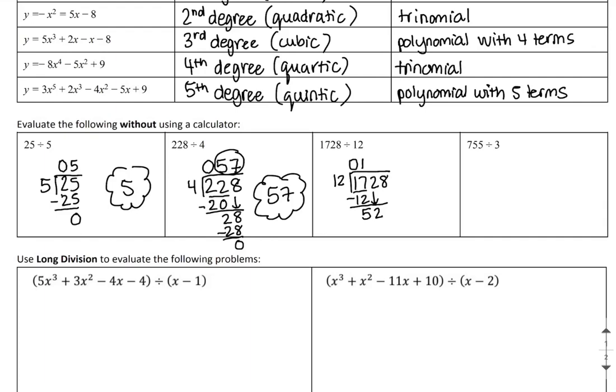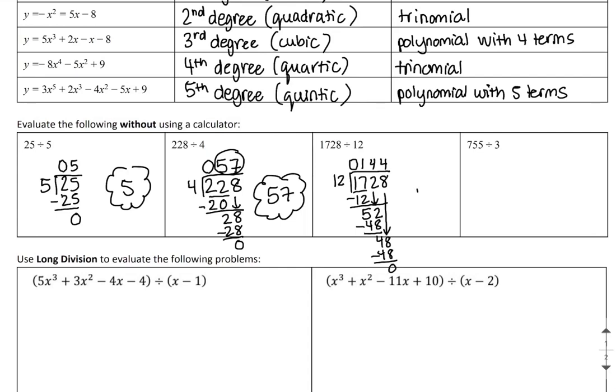I ask myself, how many times does 12 fit into 52? And 12 fits into 52 4 times. 12 times 4 gives me 48. I'm going to subtract 48, and that gives me a remainder of 4. Then I have to bring down that 8. I ask myself, how many times does 12 fit into 48? It's 4 times. I multiply 12 times 4 to get 48. I subtract that, and I'm left with a remainder of 0. So I know this fits in perfectly.